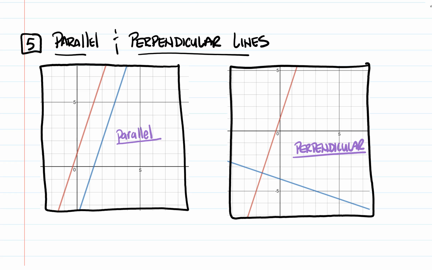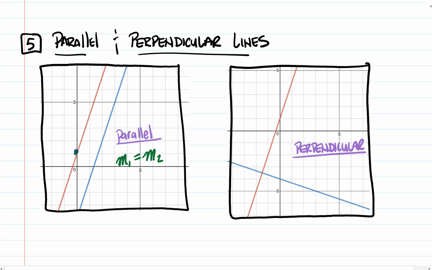Okay, box 5, let's talk quickly about the basics of parallel and perpendicular lines. This should be a review for you. But here we go. On the left-hand side, I have parallel lines. On the right-hand side, I have perpendicular lines. The thing to remember about parallel lines is that the slope of the first line is going to equal the slope of the second line.